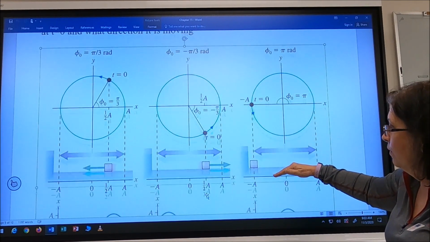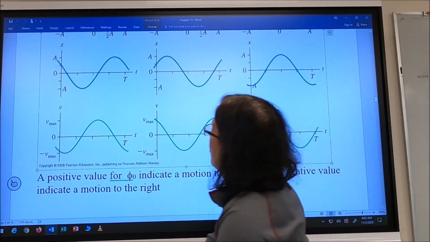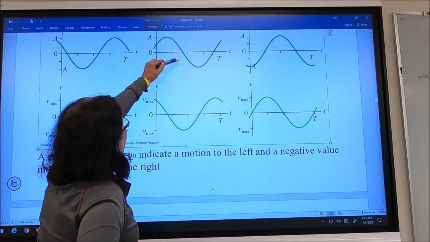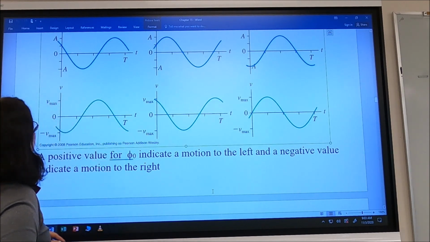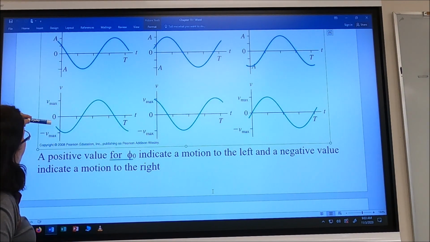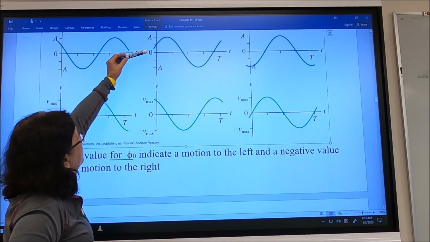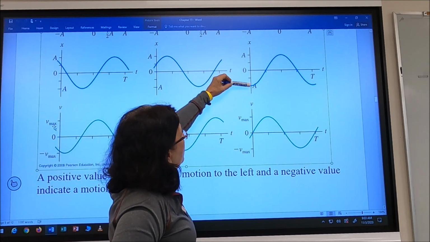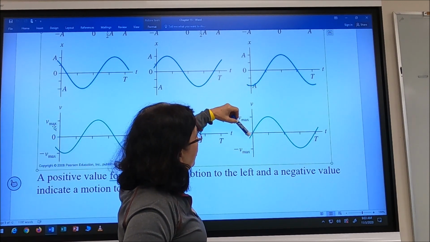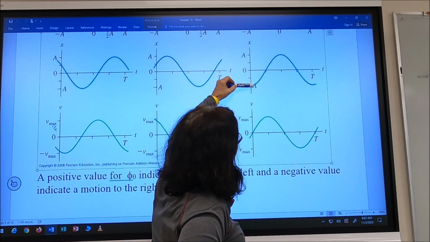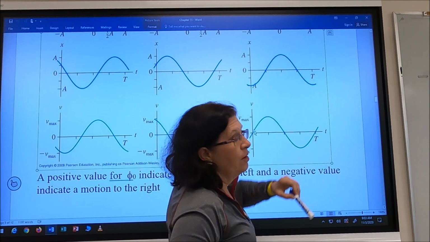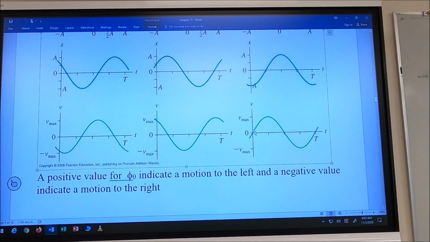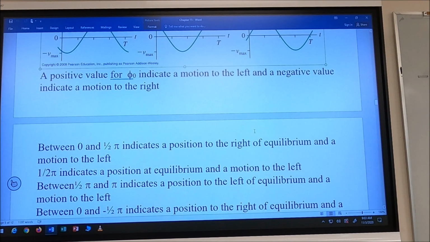All right, scroll up for me. Now, here our graphs show you position as a function of time, velocity as a function of time. Notice here position is positive, velocity is negative. Here position is positive, velocity is positive. Here position is negative, velocity is 0. Turning points, okay, here, velocity is always 0. Okay. So a positive phi 0 indicates the motion is to the left, a negative phi 0 indicates the motion is to the right. Okay?